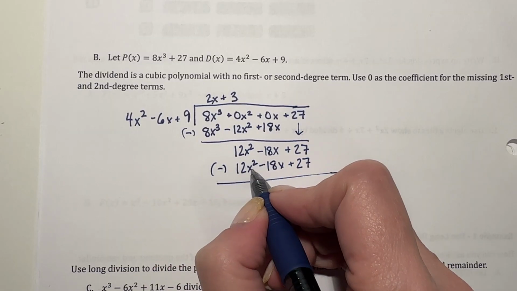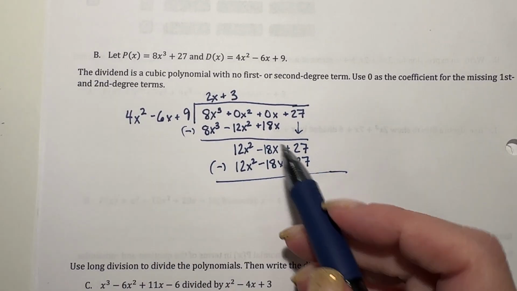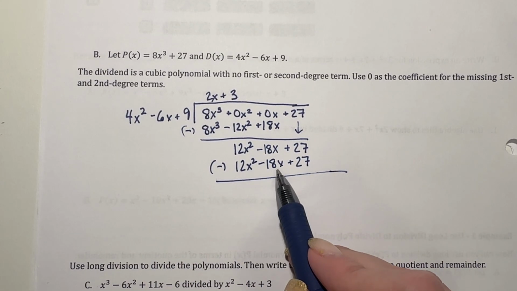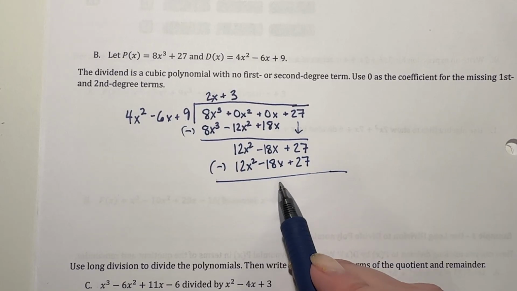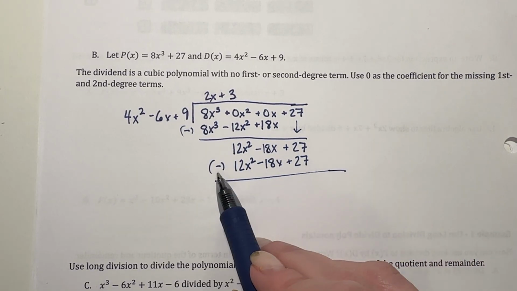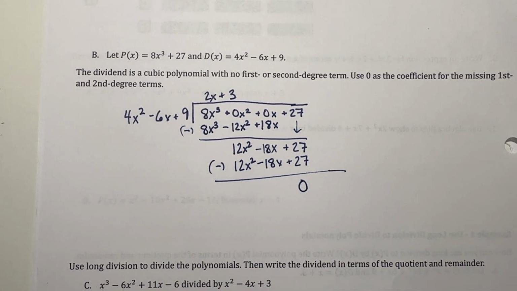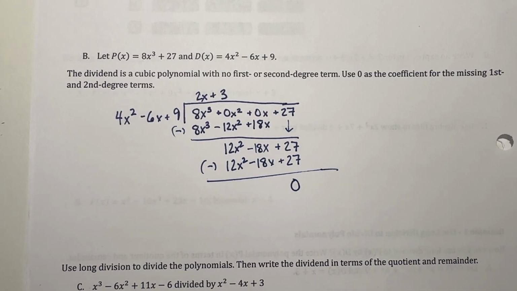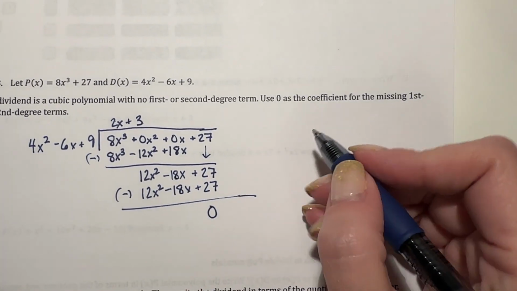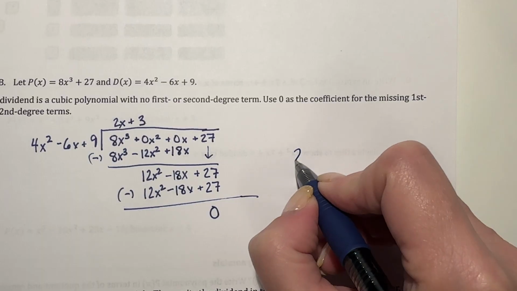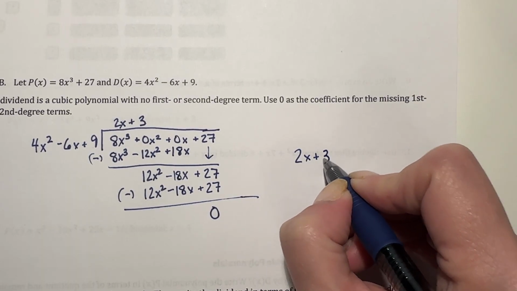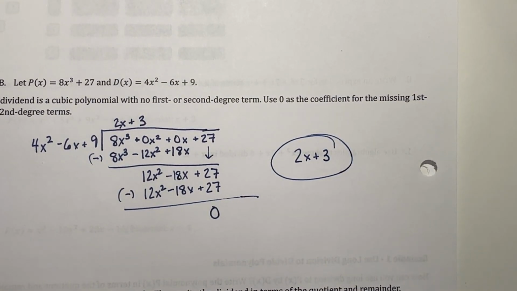So 12 minus 12, 0. There are no x squareds left. Negative 18 minus negative 18 is 0. There's no x's. And 27 minus 27 is also 0. So everything went to 0, which means this divides evenly. Now you may be saying, but what is my answer? My answer is 2x plus 3. And that's my answer.